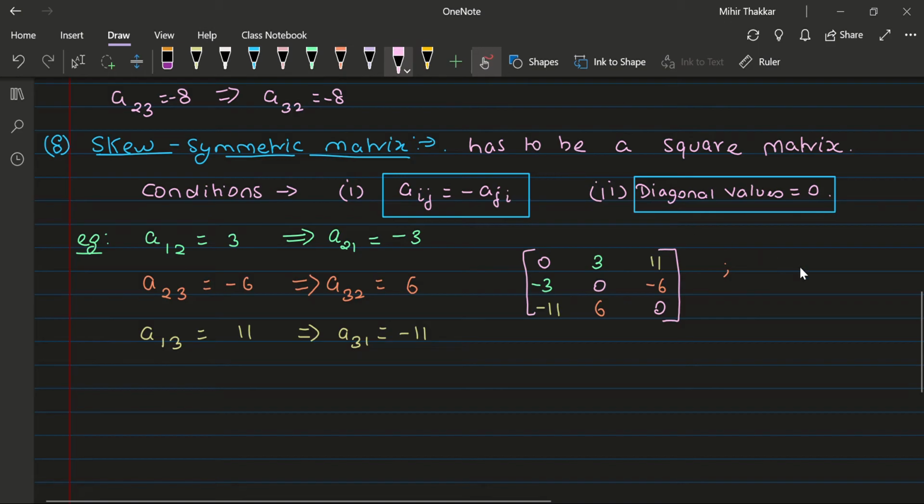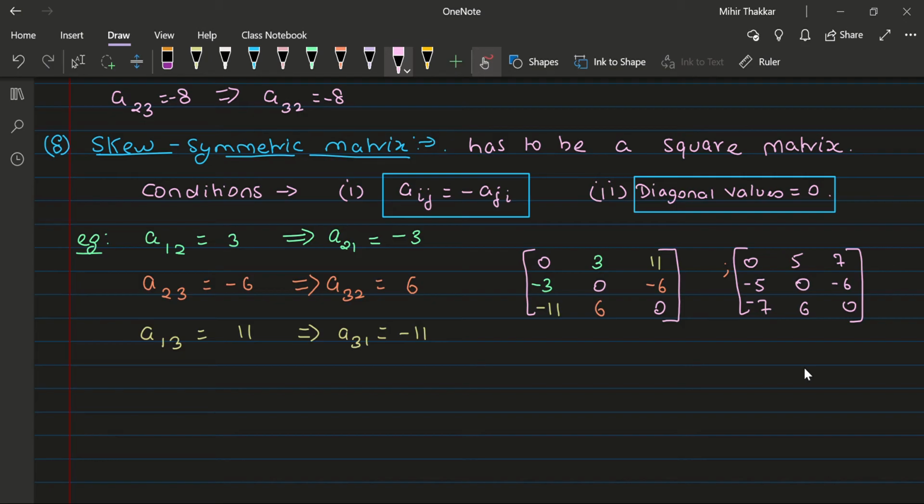Let us take another example, guys. A 3 by 3 only. These all are zeros. If this is 5, A12, A21 will be negative 5. If A13 is 7, then A31 will be negative 7. And if A23 is equal to minus 6, then this is going to be positive 6. Very simple. Okay guys, so that's about your skew symmetric matrix.